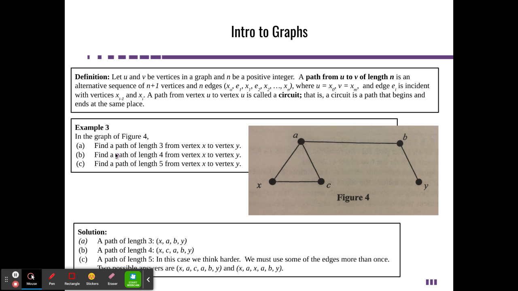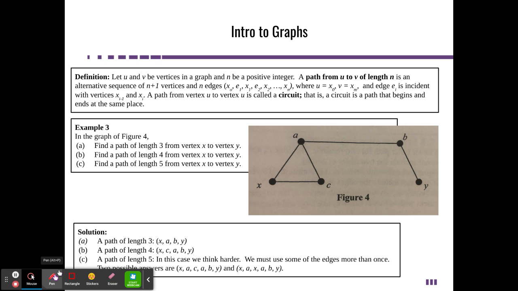So in the graph to the right, the biggest thing to talk about is that n is a positive integer, where n is the number of paths, the number of edges, essentially. So find a path with length 3, which means that our n is equal to 3, from vertex x to vertex y. Let's hit pause for a second and see what that looks like.